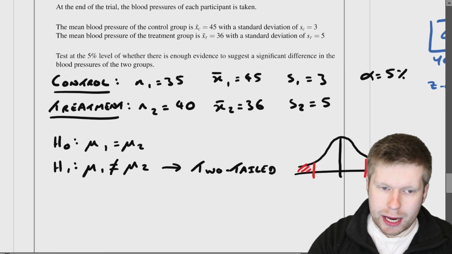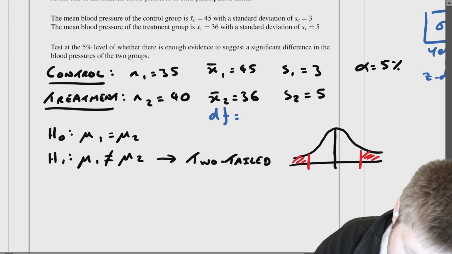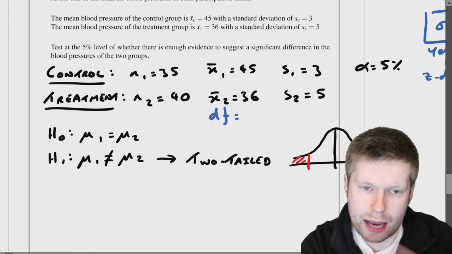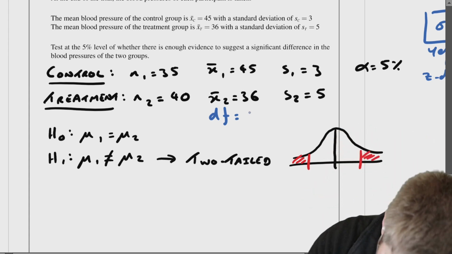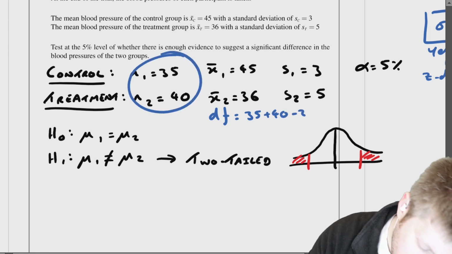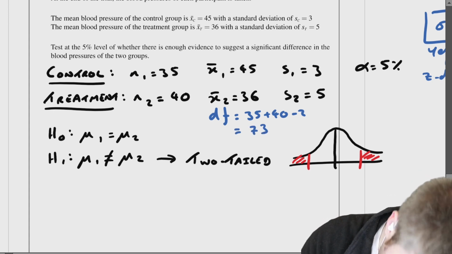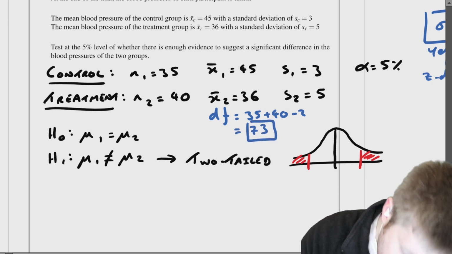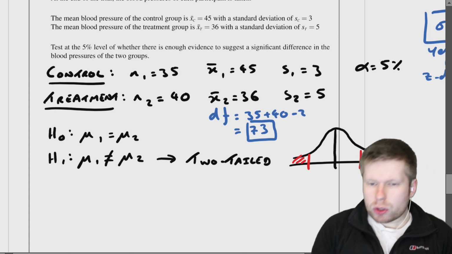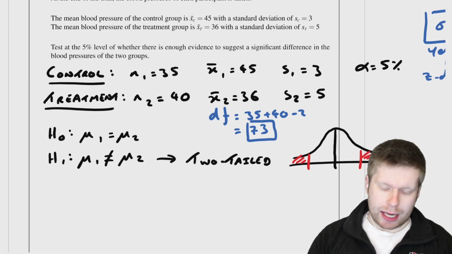So first of all, we need to work out what's the degrees of freedom. So the degrees of freedom should be equal to, just remember it's the same formula as last time, N1 plus N2 take away 2. So it's 35 plus 40 take away 2. I'm just using the N1 and N2. So that's going to be equal to 73. So 73 is the degrees of freedom. Okay, so it's quite high, it's okay. All right, fine. So let's go about actually calculating this.